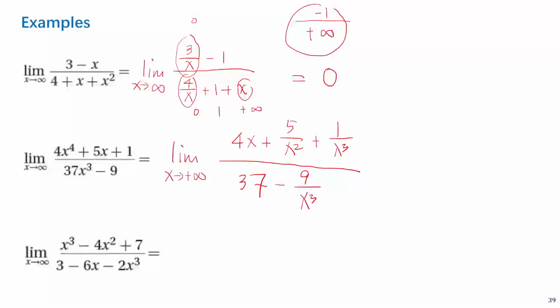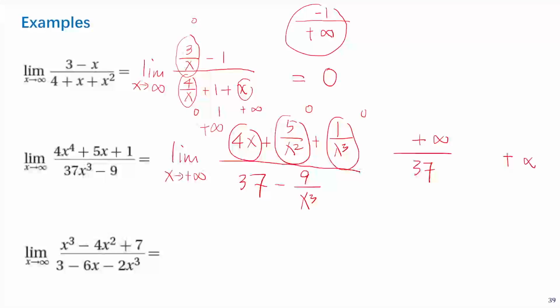When x approaches positive infinity, this part will approach positive infinity. This part will approach 0. This part will approach 0. Right? So your numerator will approach positive infinity, and your denominator will approach 37. It's a fixed number, 37. So a positive infinity over 37 will approach positive infinity, right? And that's its limit. You see that?